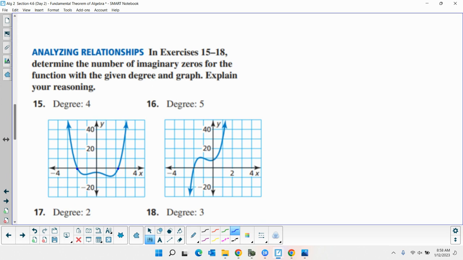It says determine the number of imaginary zeros for the function with the given degree and graph. All right. So this one was a 5, right? So we only saw 1, so there's 4 imaginary. Okay, if we had to do 16. Okay?